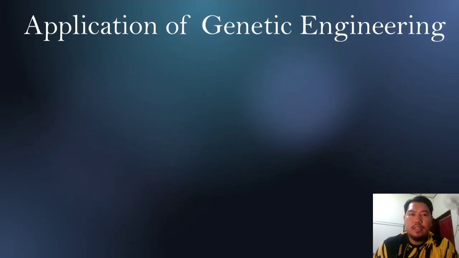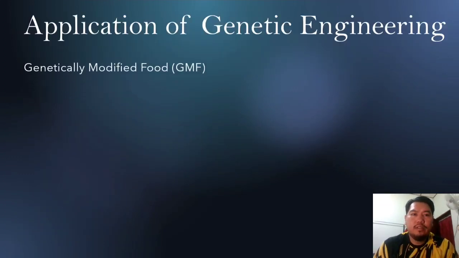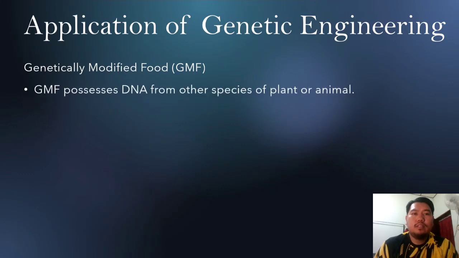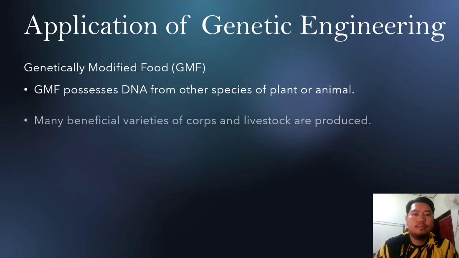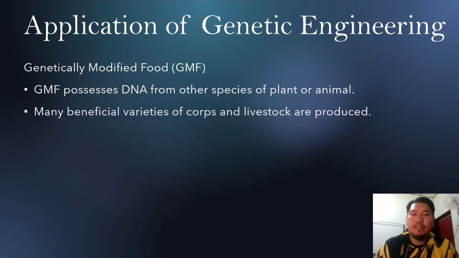The second application of genetic engineering is genetically modified food, GMF. GMF possesses DNA from other species of plant or animal. Many beneficial varieties of crops and livestock are produced.